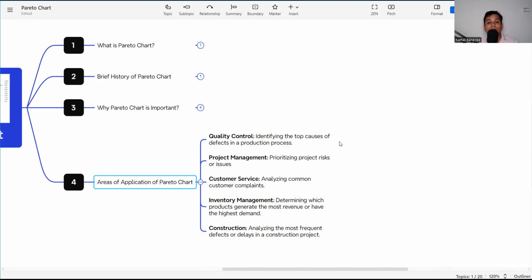So where can we use it? In quality control, I have already discussed identifying the top causes of defects in the production process. Then project management, prioritizing project risks or issues.